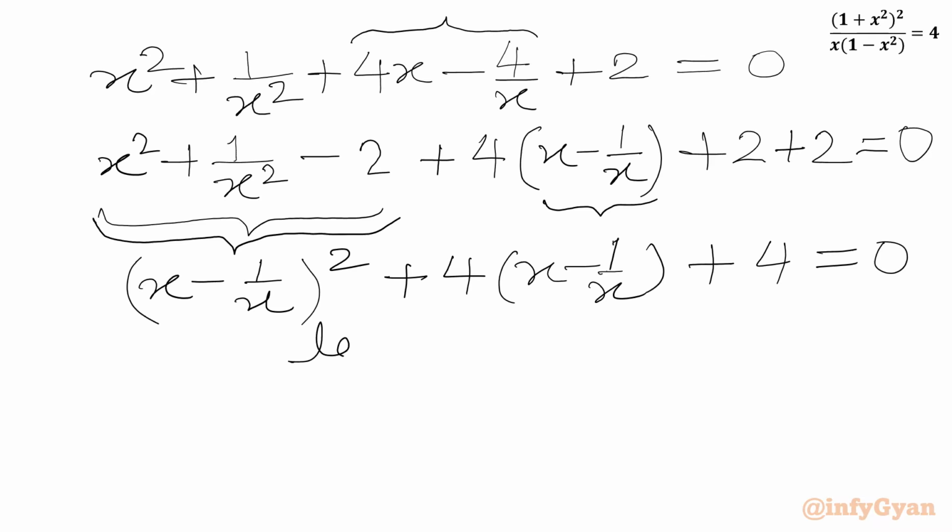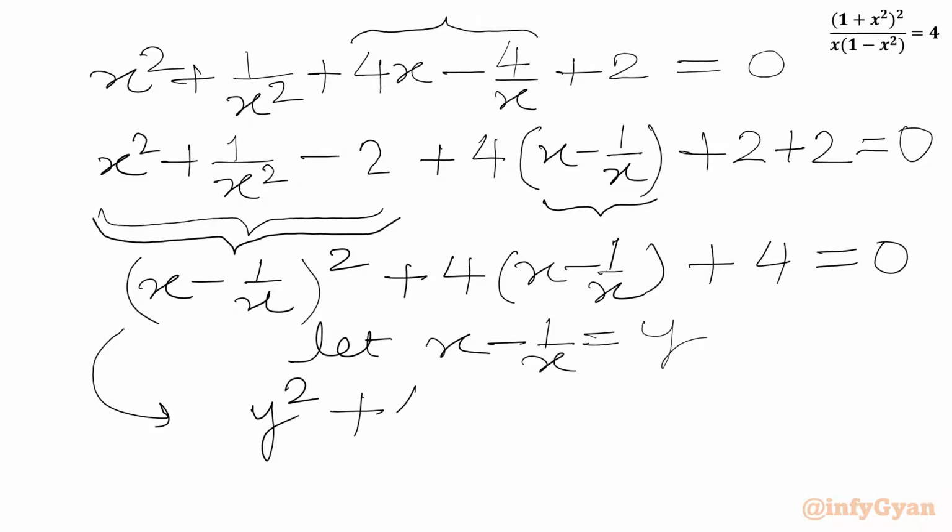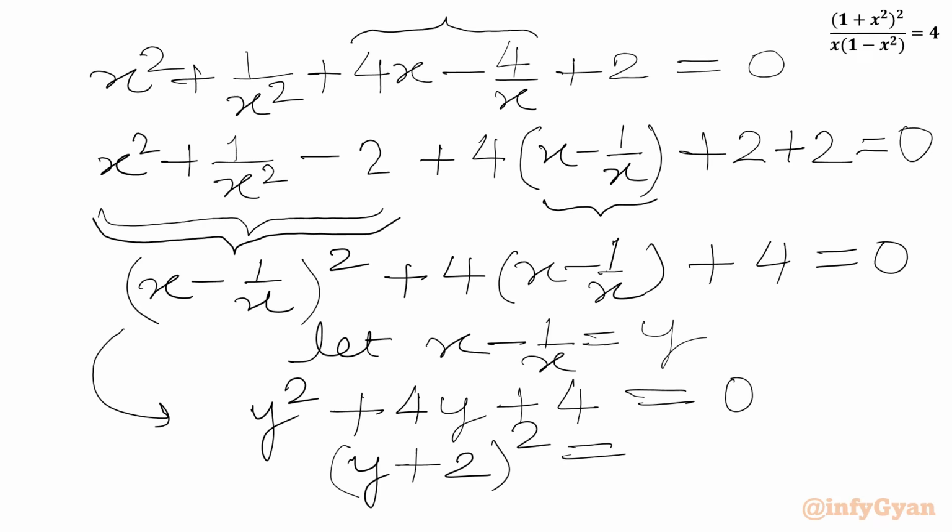Now we will assume, let's say x minus 1 over x is equal to y. So I can write our equation in variable y: y square plus 4y plus 4 equal to 0. And this is perfect square of y plus 2 equal to 0. So from this equation I can easily write y will be equal to minus 2 with multiplicity 2 or minus 2 comma minus 2.